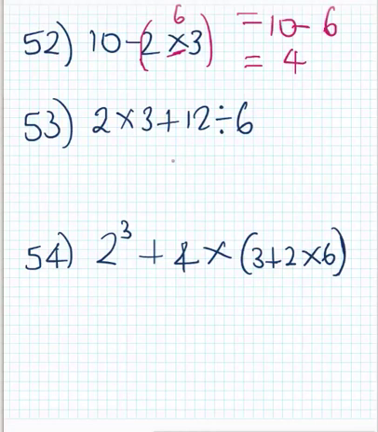53, this one's looking a bit tricky. So your first step is, let's see what operations we have. We have multiplication, we have addition, and we have division. Now we know that multiplication and division, they're equal operations, but they are more powerful than addition. So addition has to come last. So in this example, I'm going to put brackets around what I do first. I must go 2 times 3 first, and also I must go 12 divided by 6 first. Addition comes last. So 2 times 3 I know is 6. 12 divided by 6 I know is 2.